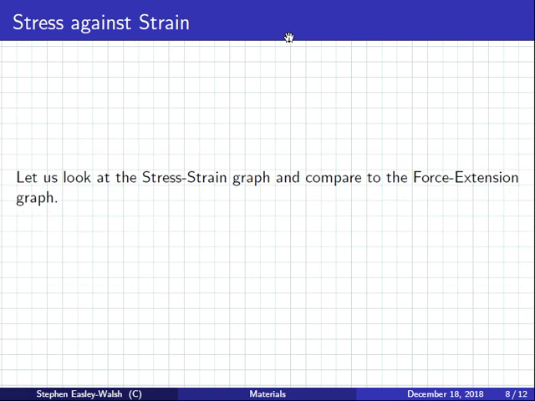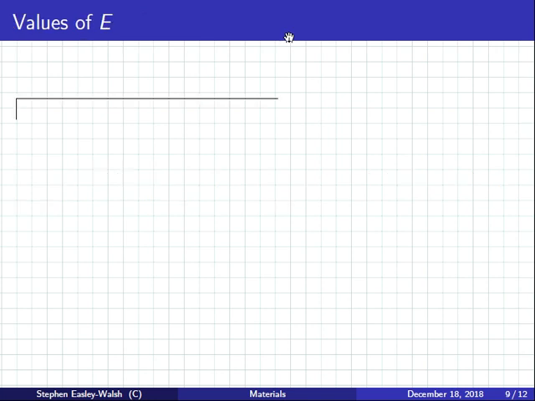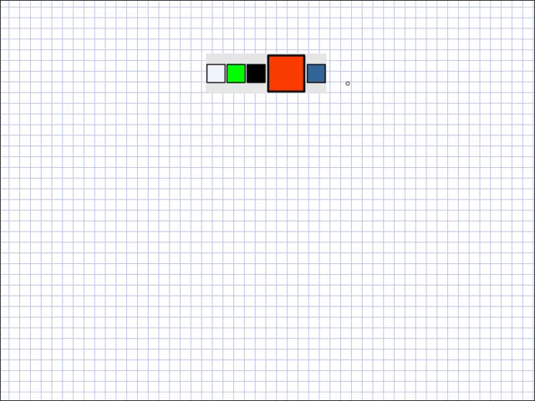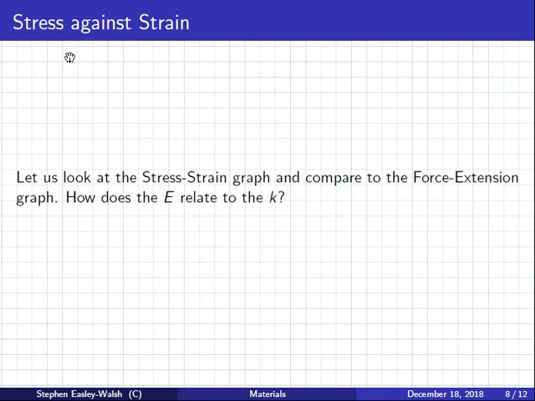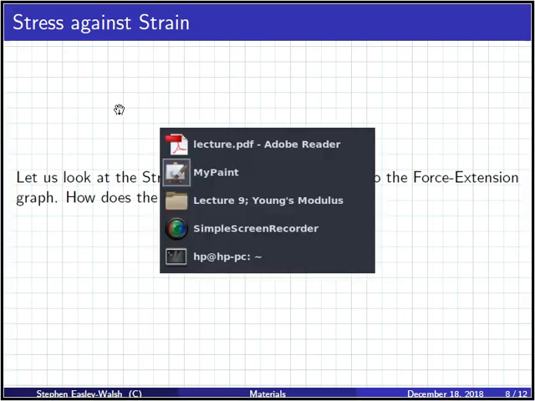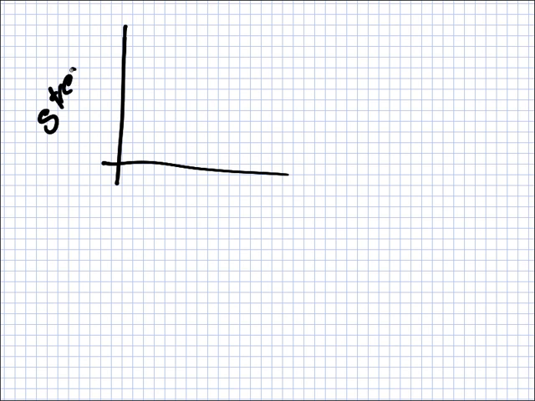So I want to have a look at the stress-strain graph and the comparative force-extension graph. How does the E relate to the K? So let's take a very simple experiment. What is K? Hooke's constant. Were you in the last class? What did I call it? Stress-strain. So I put stress here, and I put strain here.